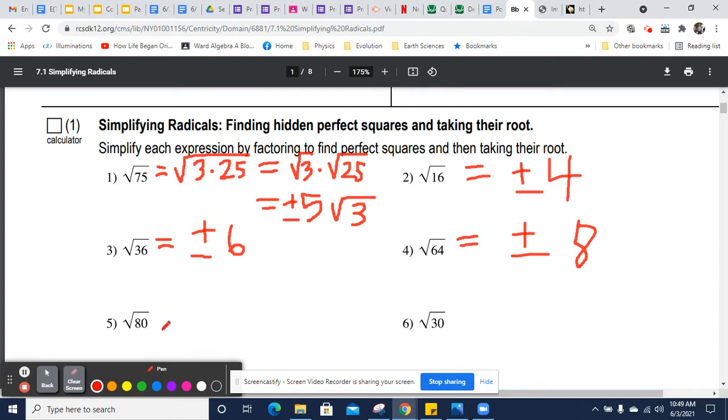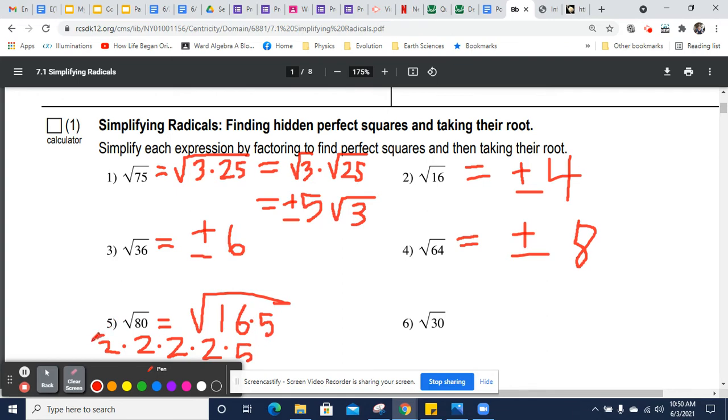Or maybe you already know what the largest perfect square hiding in 80 is, but that's what you want to do. Find the largest perfect square hiding inside of 80, factor it out of 80, and see what you have. Assuming you paused the video, you may have already realized that 80 is 16 times 5. If you didn't know that, you might have realized that 80 is 2 times 40, and 40 is 2 times 20, and 20 is 2 times 10, and 10 is 2 times 5.